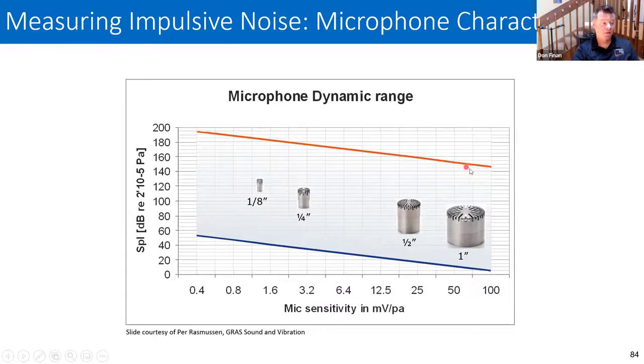A 1-inch microphone can probably only capture sounds up to around 150 dB, maybe even less than that, a 1/4-inch up to maybe about 170 or so, and a 1/8-inch microphone up to around 185. So for signals that are very high in amplitude, depending on where that signal is being measured, we might need to use 1/8-inch or 1/4-inch microphones. For a lot of the research we've done on gunshot noise, we've relied on 1/8-inch microphones for many microphone placements that were close to the actual firearm itself.